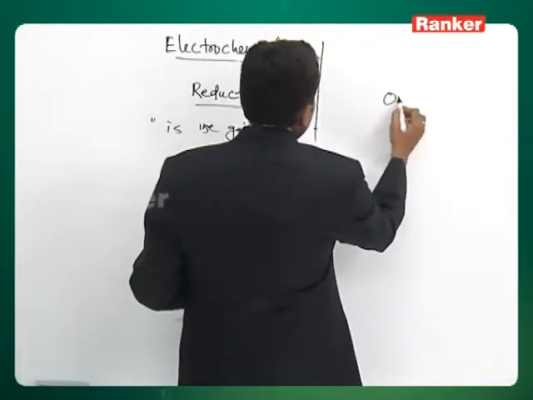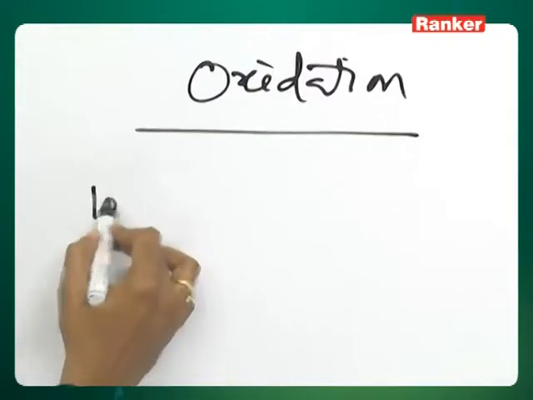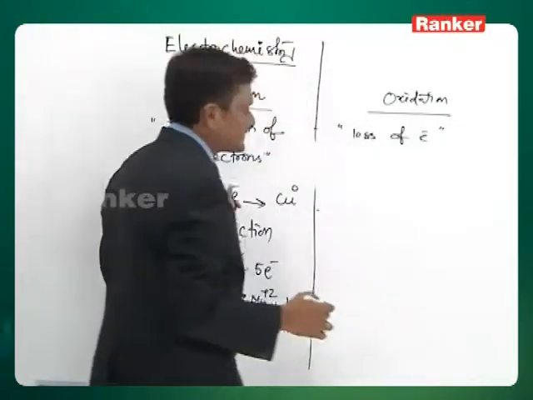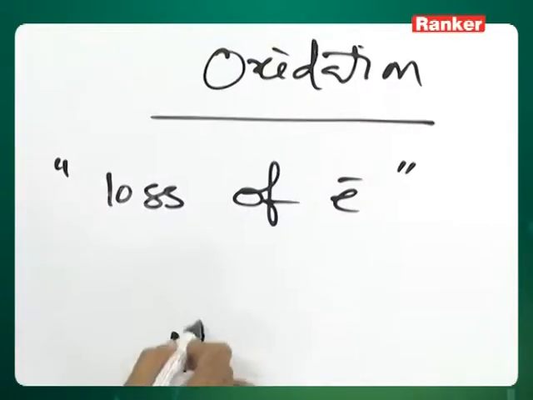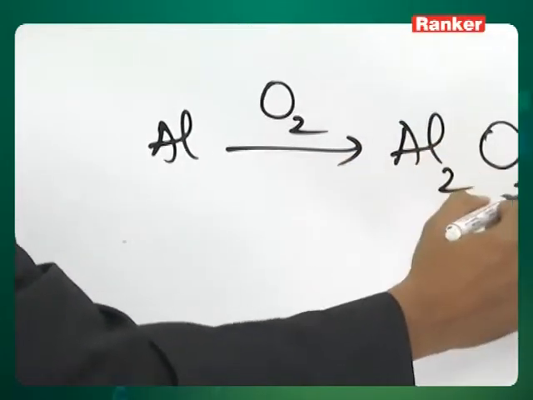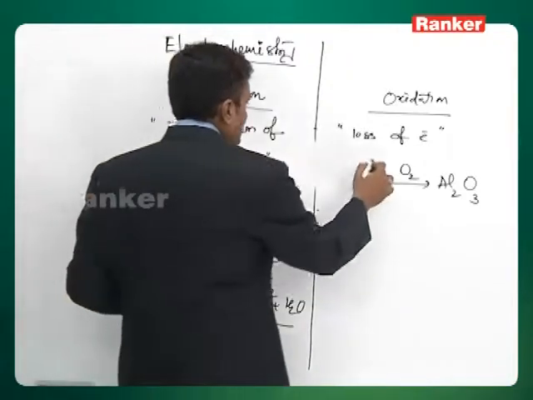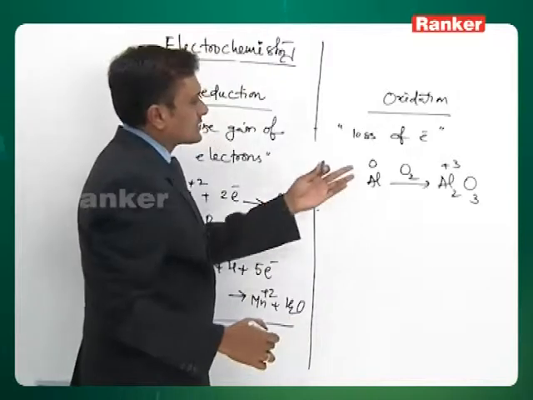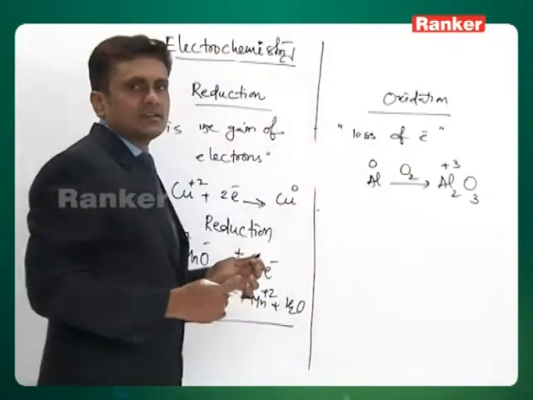And you all know oxidation is quite opposite, that is, loss of electrons is the reverse of what you have seen here. So when electrons are being lost, for example, aluminum gets oxidized in the presence of oxygen or air to get converted into Al2O3, where the change in oxidation state is clearly seen as 0 to +3. So there is an increase in oxidation state.